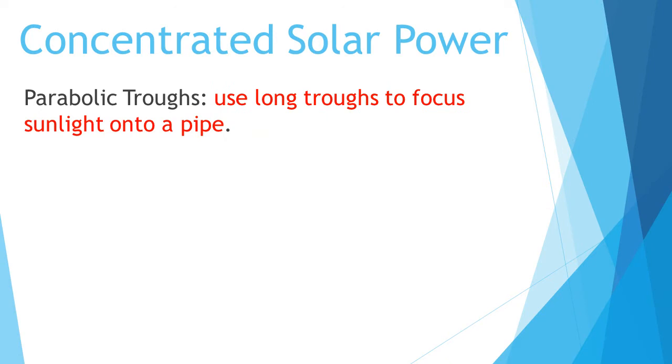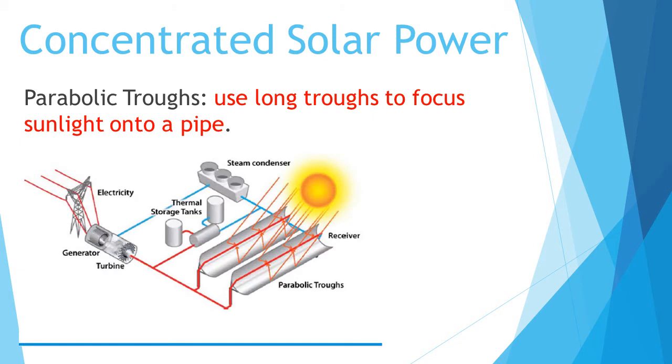The other is called a parabolic trough, and they use long troughs to focus sunlight onto a pipe. Now, a trough is like a gutter type thing, something you would see an animal eating out of, perhaps, on a farm. That's what a trough is. But when we talk about concentrated solar power, it looks something like this, okay? Kind of a half circle with a pipe in the middle.